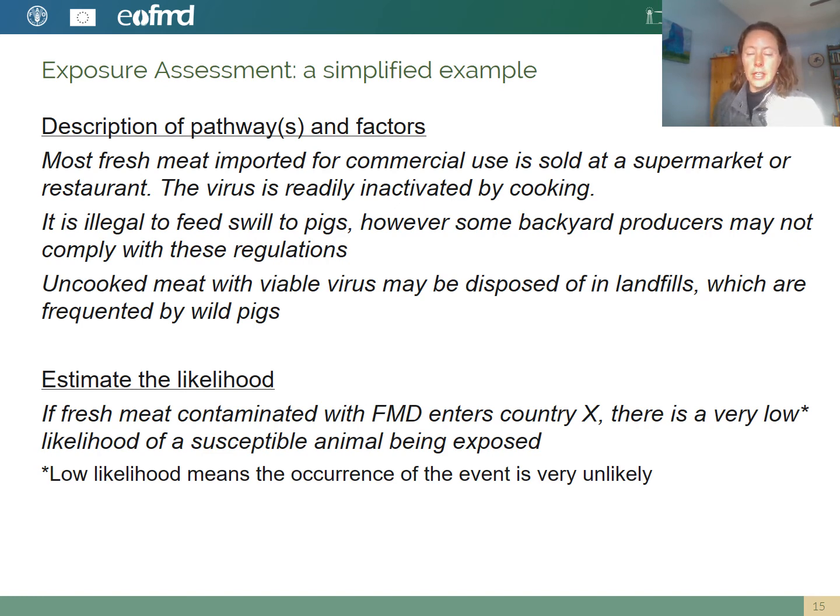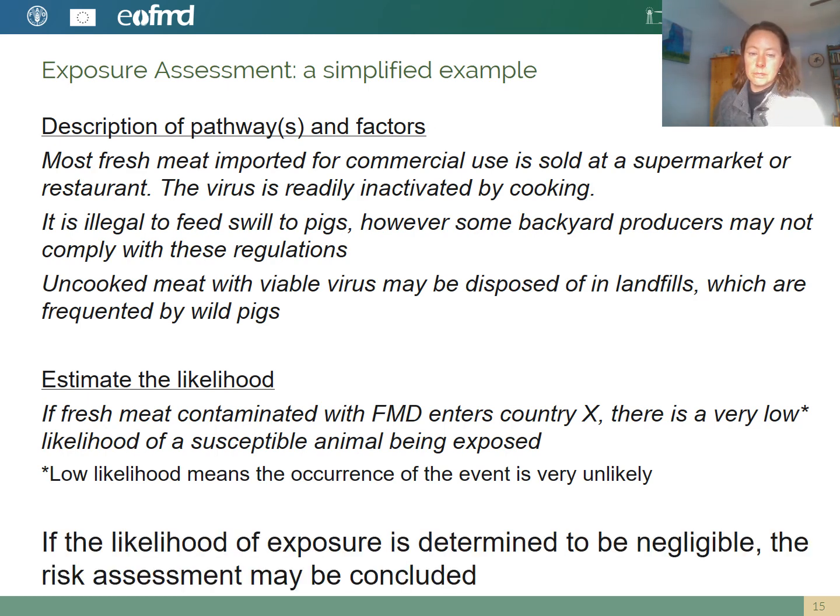If you can have more detailed information about the inactivation of the virus, about how frequently backyard producers have been found to not comply, all this would be relevant data to include within your assessment. This is just a simplified example. And again, if the likelihood of exposure is determined to be negligible, then the risk assessment can be concluded. However, if not, then you move on to the consequence assessment.